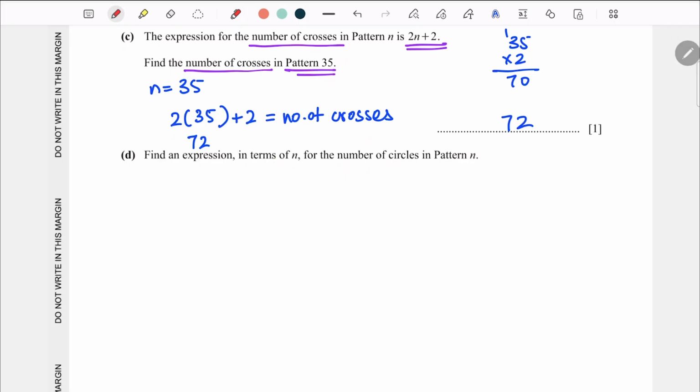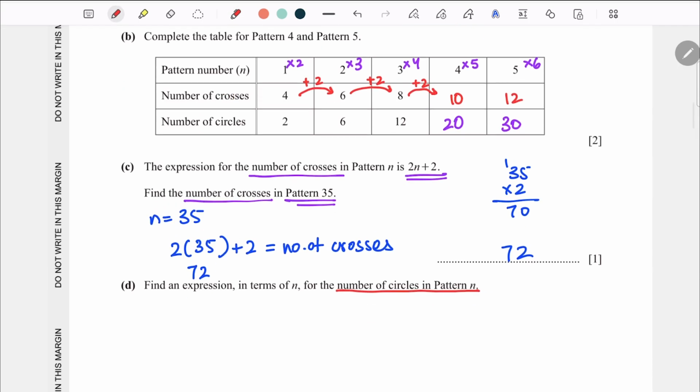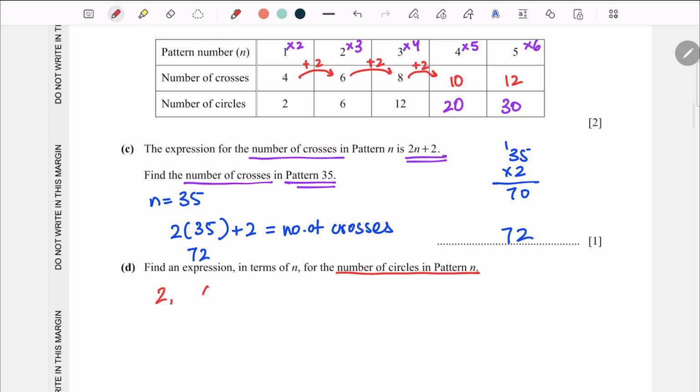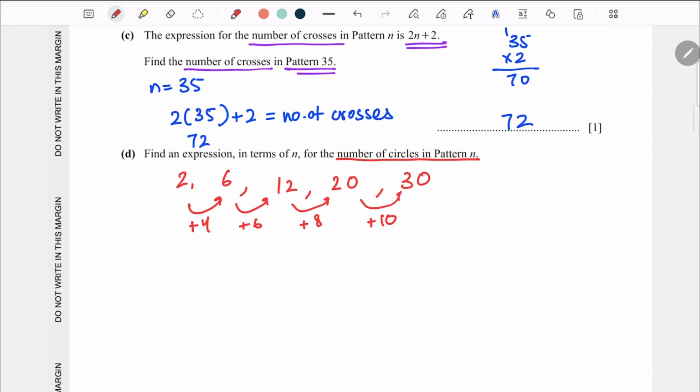Find an expression in terms of n for the number of circles in pattern n. These are the numbers correlating to the number of circles. I'll copy them down: 2, 6, 12, 20, and 30. The difference between 2 and 6 is plus 4, 6 and 12 is plus 6, 12 and 20 is 8, and 20 and 30 is 10. So this is not a common difference.